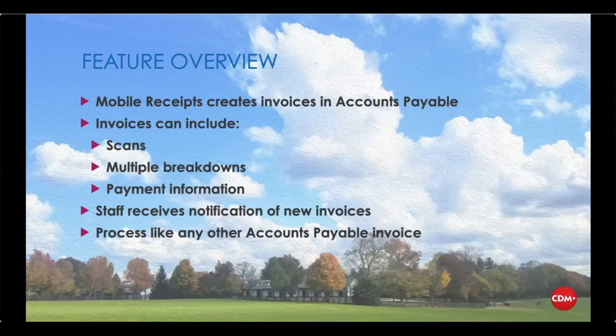So the invoices that get submitted from mobile receipts can include a scan or multiple scans of the receipt. I'll show you how that works. You can go ahead and break down your receipt. So if you have something that goes partially to office expenses and then partially to the youth account, you can do that breakdown right then and there. And you can also indicate how you're making this payment, if you're doing a credit card or a debit card or just a straight invoice. And I'll show you a little more about how that affects the invoice in CDM Plus.